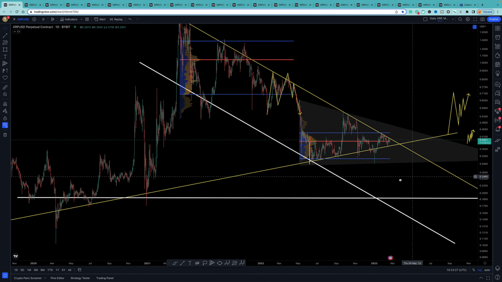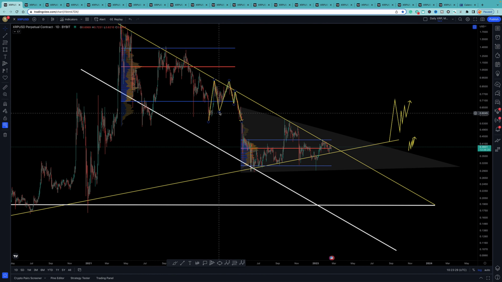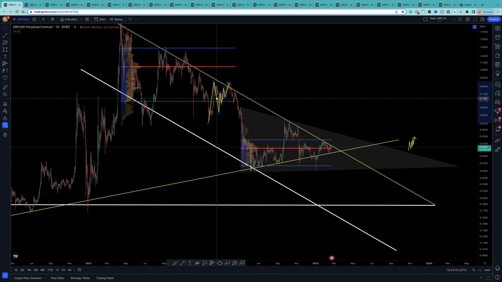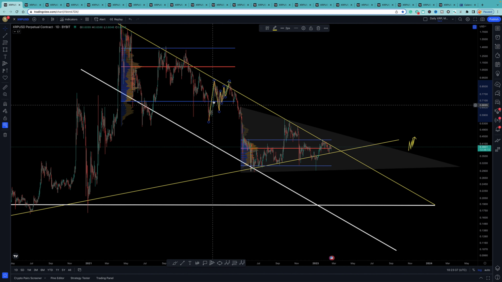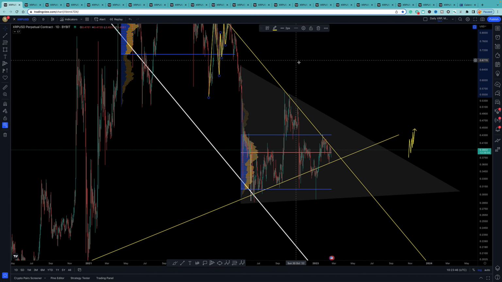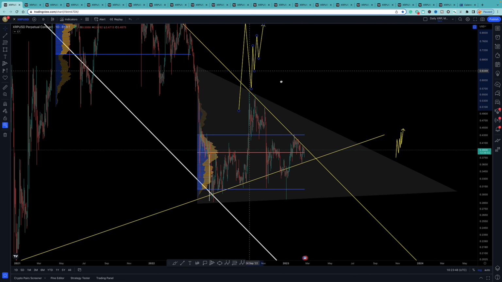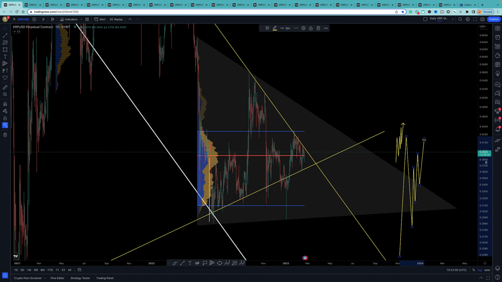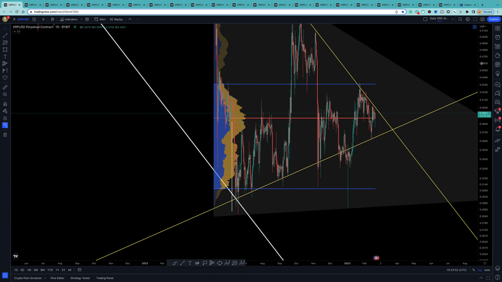So one of the things I was potentially looking at, I'm not sure about this, but if we're looking at this pattern here, we get the lift, we get the drop. We don't really have the drop here. That's the problem.